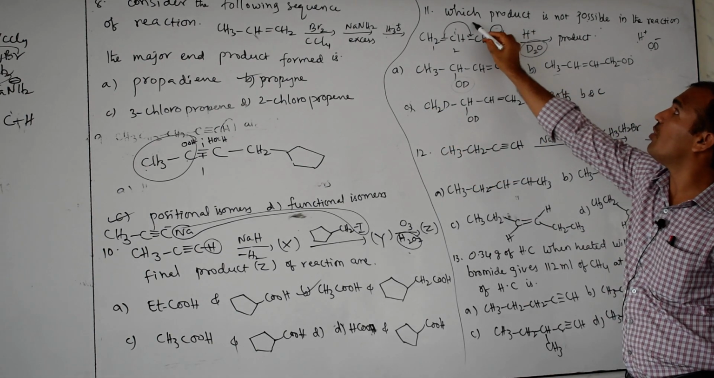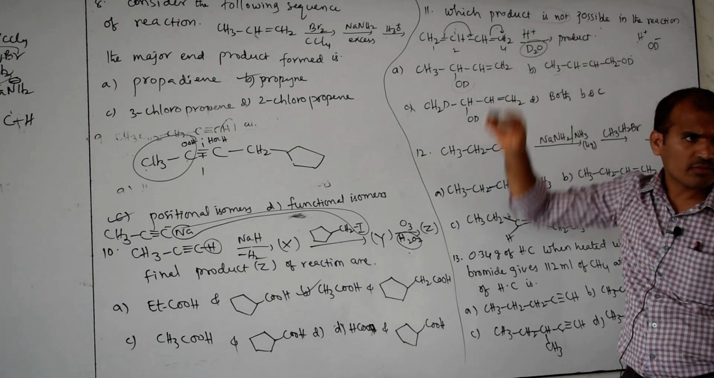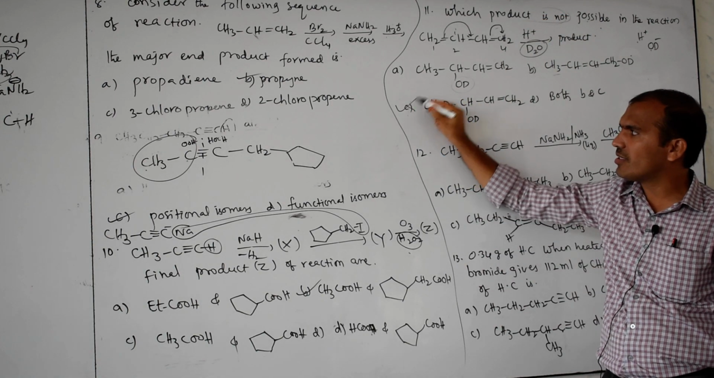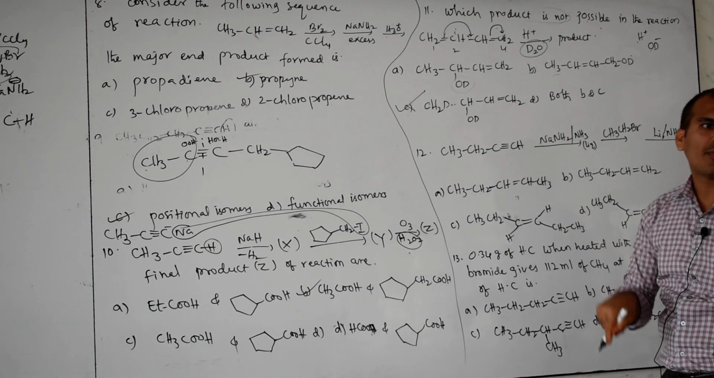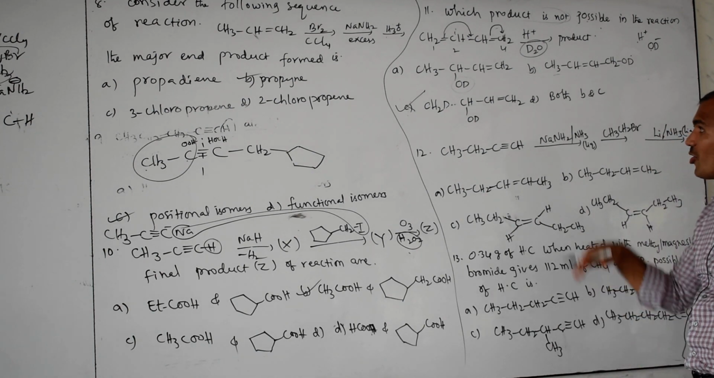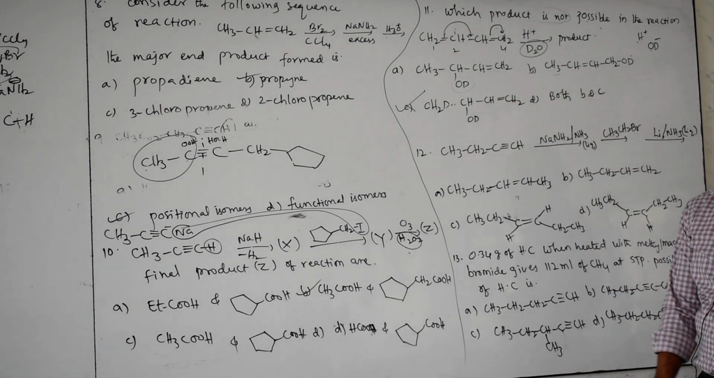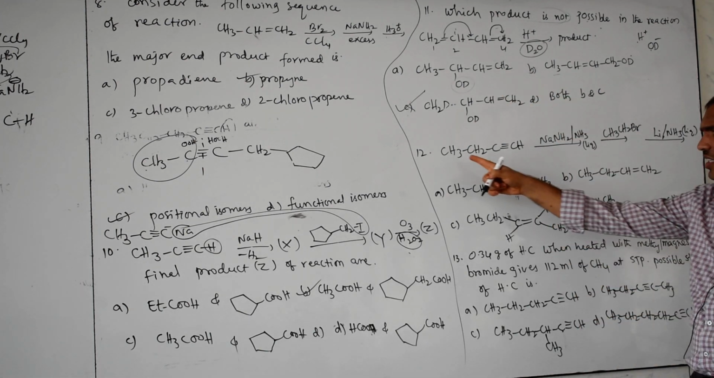We want what is there? Which product is not formed? Then this is not. Got the point? Then this is the correct answer. It is the not-possible product we want. Okay, automatically this is possible, both B and C. Clear?